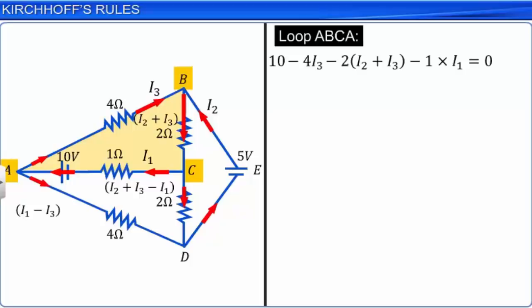Substituting the values of the potential changes across the resistors and that of the cell in the loop and simplifying, we get equation 1.